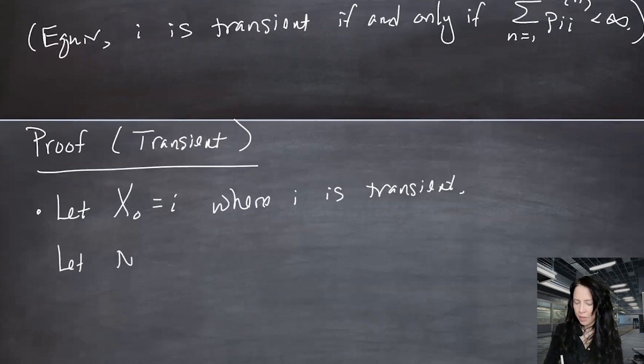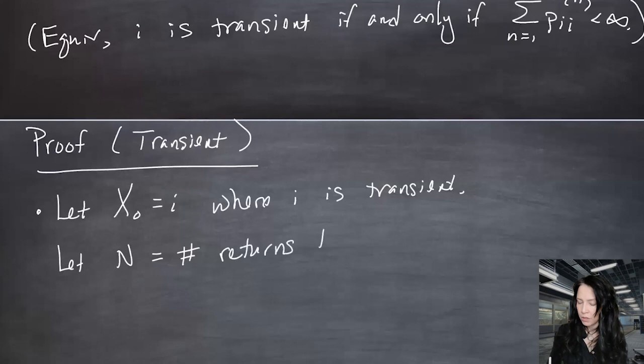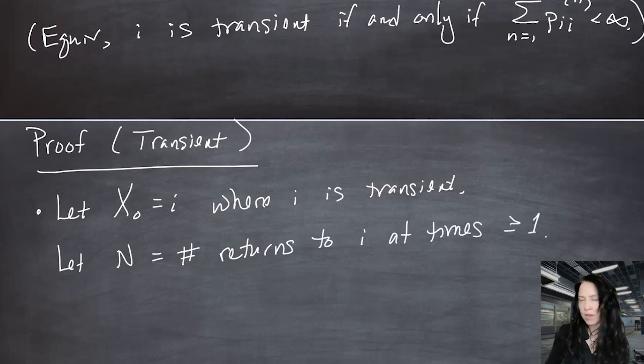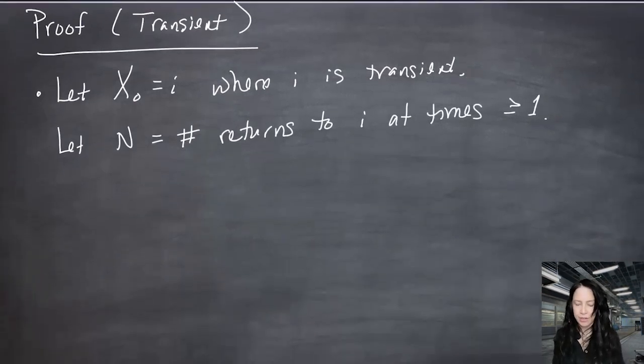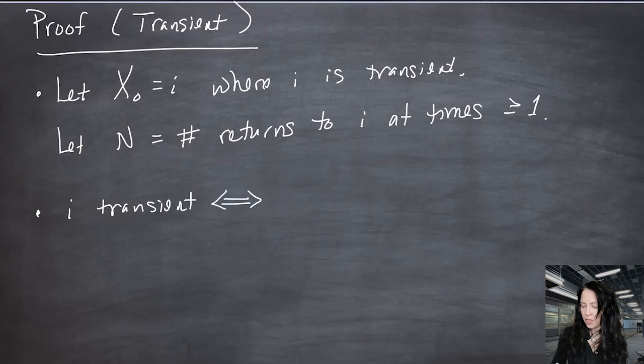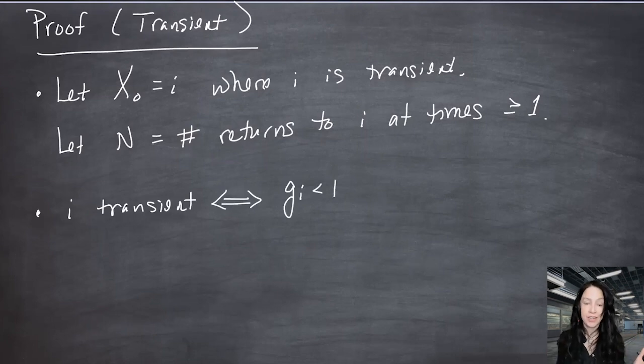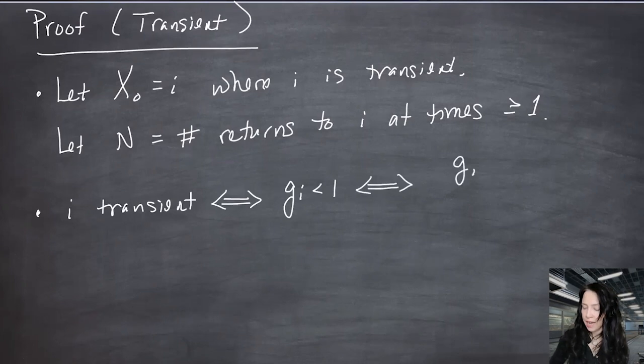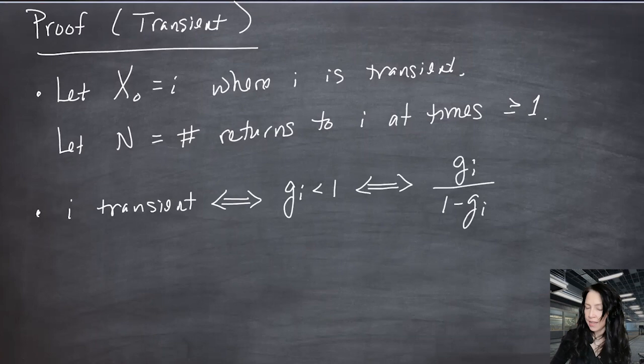And I'm going to let N be what it was before, the number of returns to I at times greater than or equal to one. So not hitting times, because we hit it once and we only want to count if we come back. And check this out. If I is transient, which is our assumption here, this happens if and only if G_I, the probability of returning in finite time, is less than one. That is the definition. And if this is less than one, that will happen if and only if the expression G_I over one minus G_I is finite.